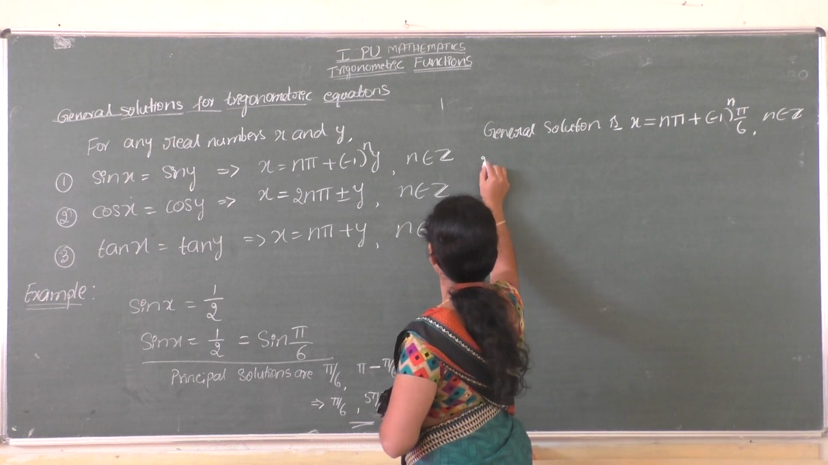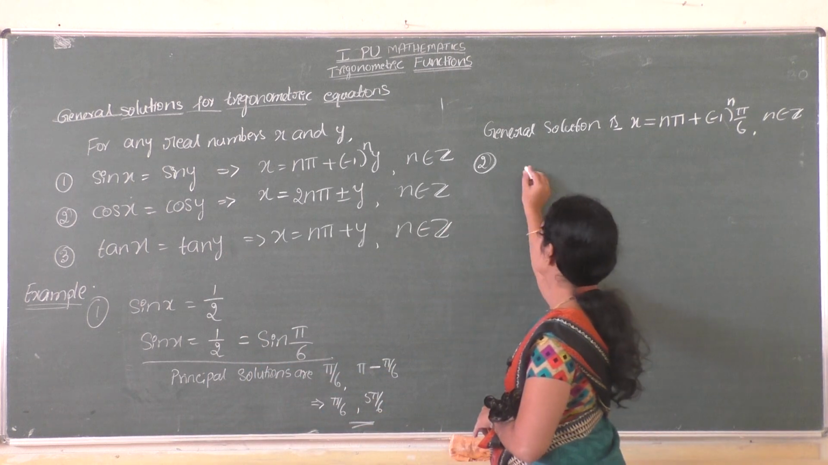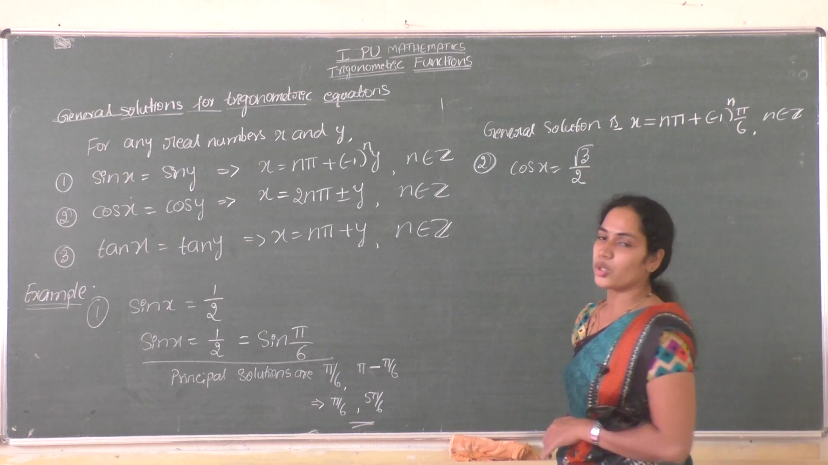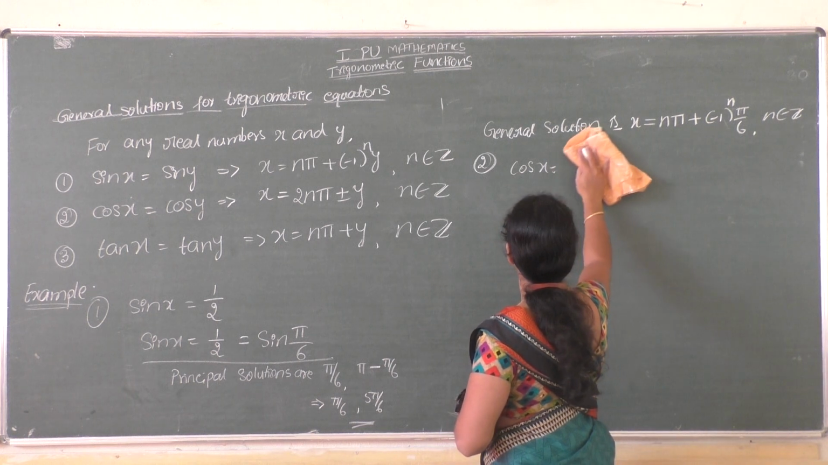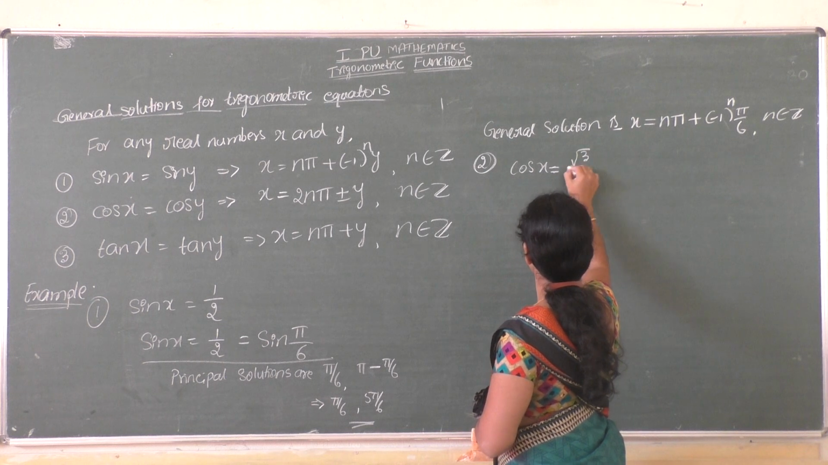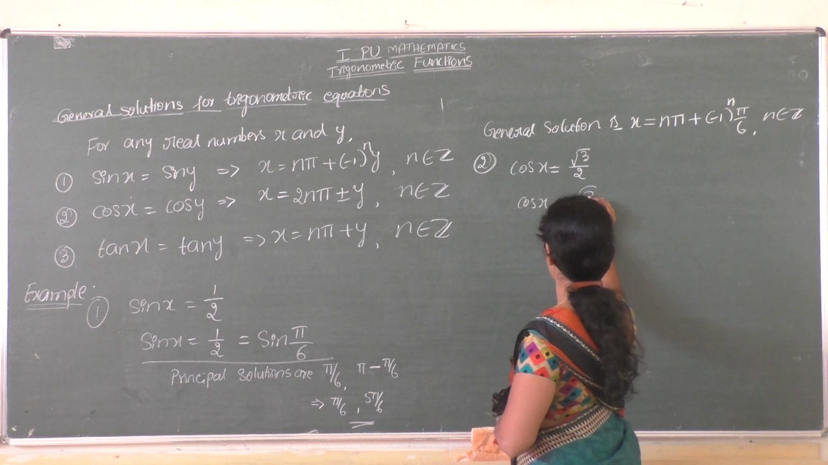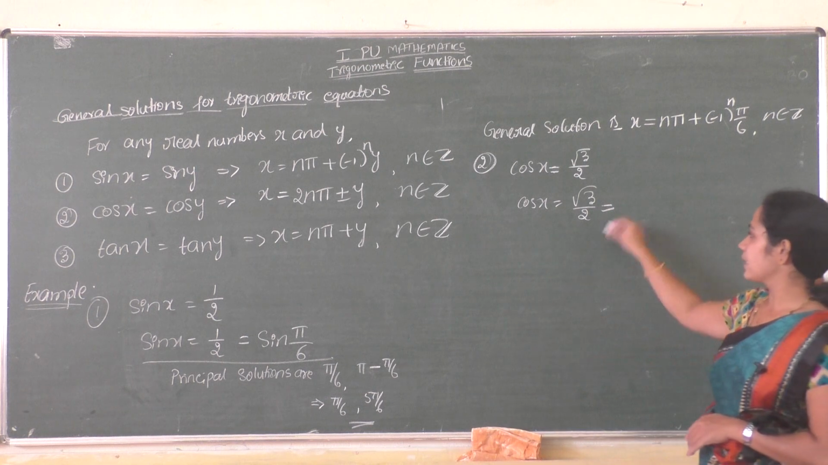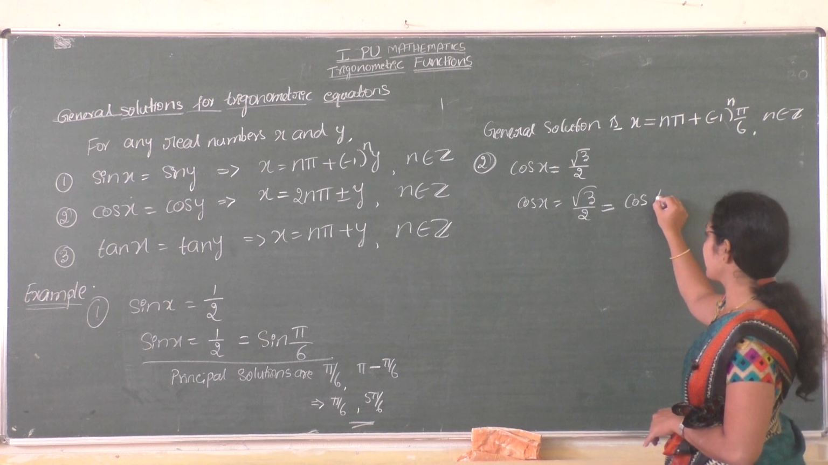Okay. Second example, we'll see for cos. Here, cos x equal to, let us take root 3 by 2. Cos x equal to root 3 by 2. For which value of x is cos root 3 by 2? Again it is 30 degree.